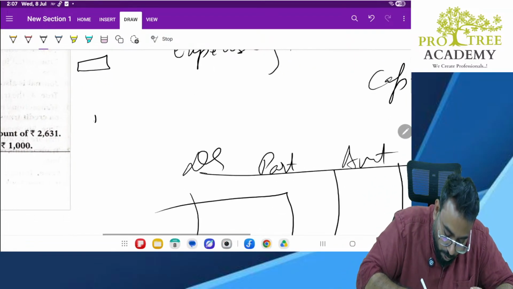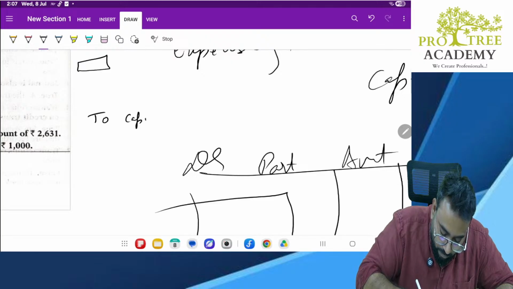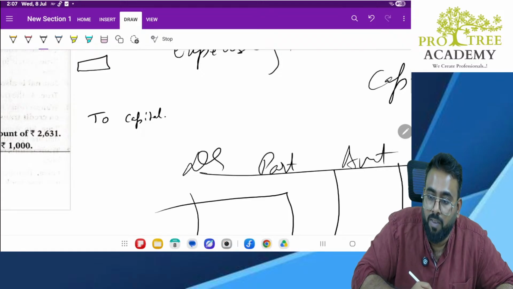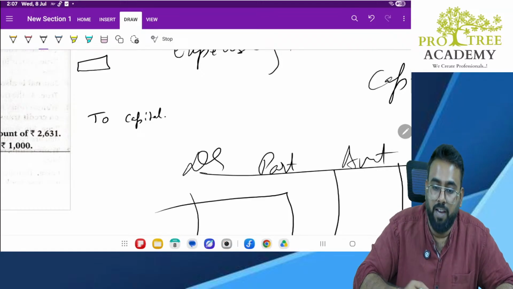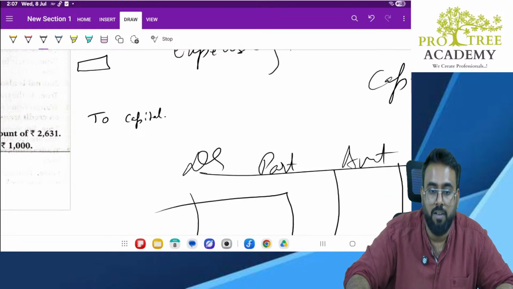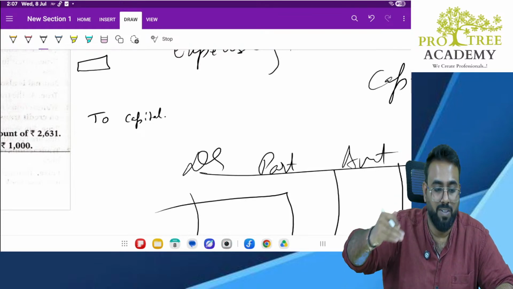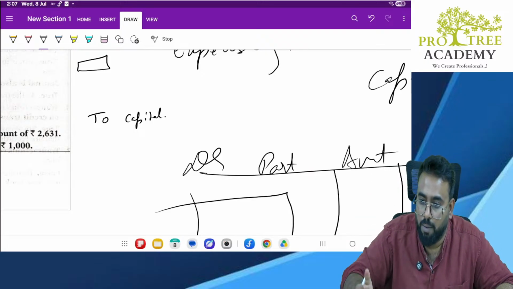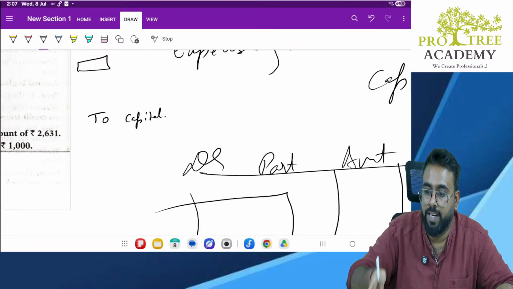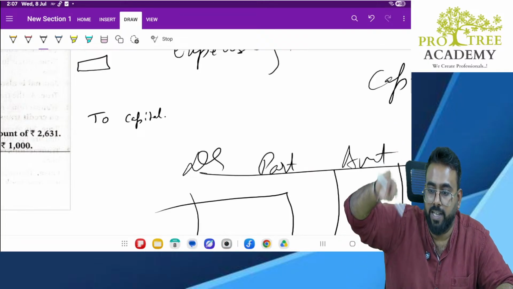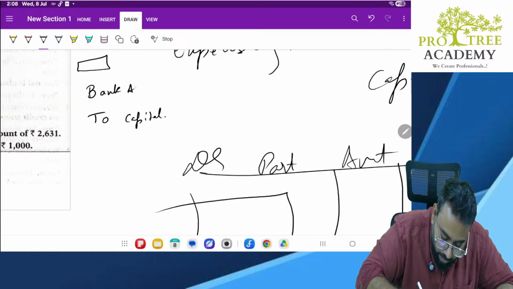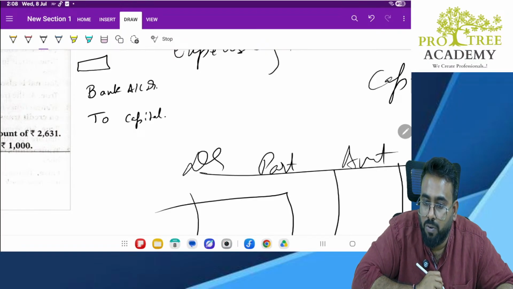So we can write: to capital. Next, what will happen? We have also received money of 10 lakh in the bank account. When we receive money in our bank account, the bank balance will go up. Bank is an asset. What is the asset rule? Increase is debit, decrease is credit. So it will be debited.